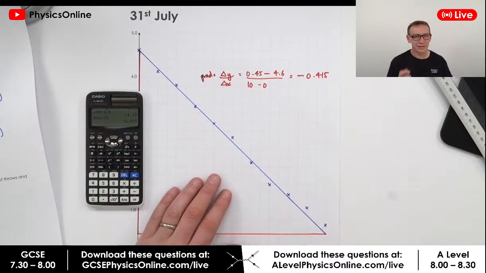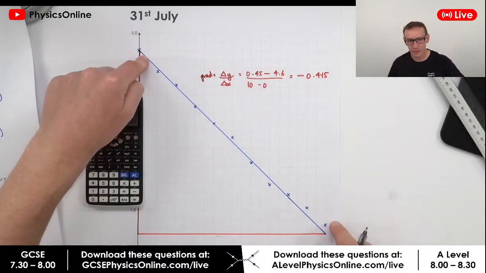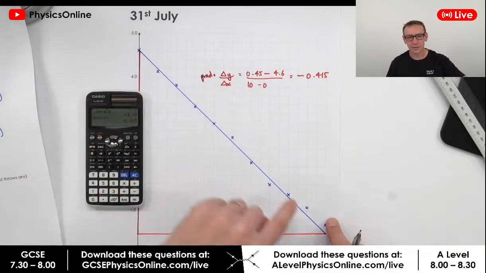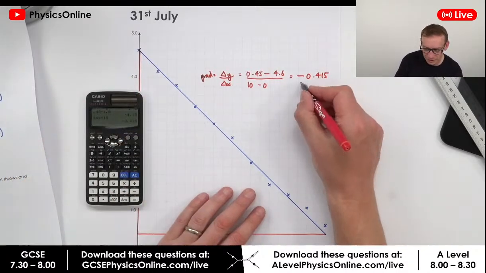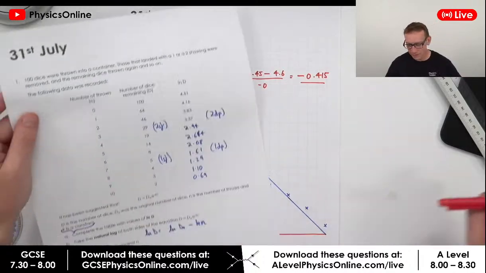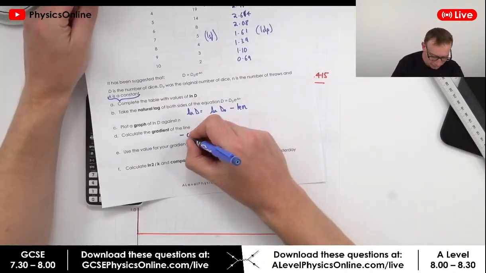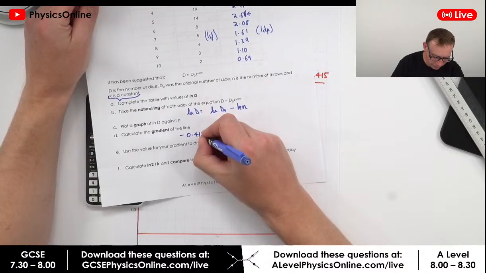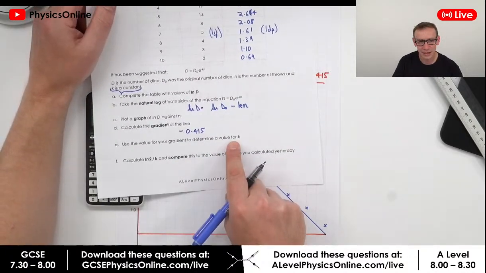This is a negative gradient. Don't forget that. Don't just do 4.6 take away 0.45. Do 0.45 take away the starting value, which is 4.6. So that is our gradient. The gradient of the line, I'm just going to write it down here again, is minus 0.415. And then we're going to use the gradient to determine a value for k.